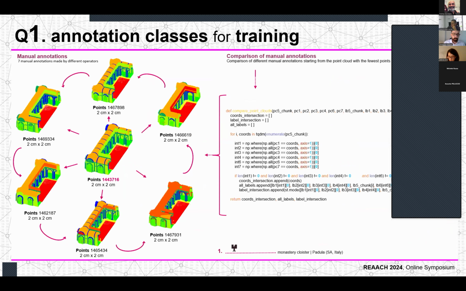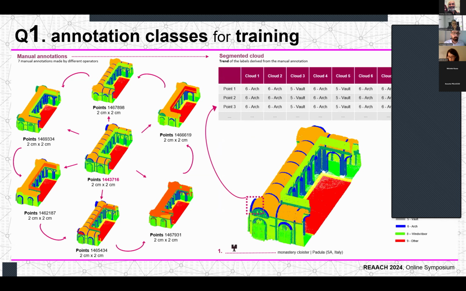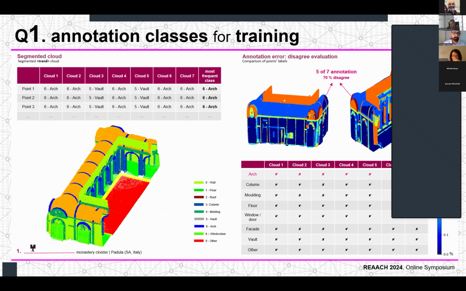To evaluate this cloud, data were first normalized using a Python script, returning the clouds to the same number of points so as to eliminate any errors due to cleaning operations. The normalized clouds were compared, computing the final clouds as the result of calculating the trend of the classes assigned to each individual point, and the trend values made it possible to estimate the annotators' degree of agreement or disagreement.